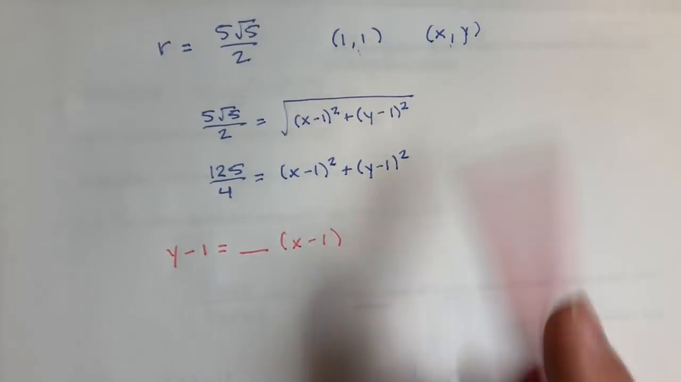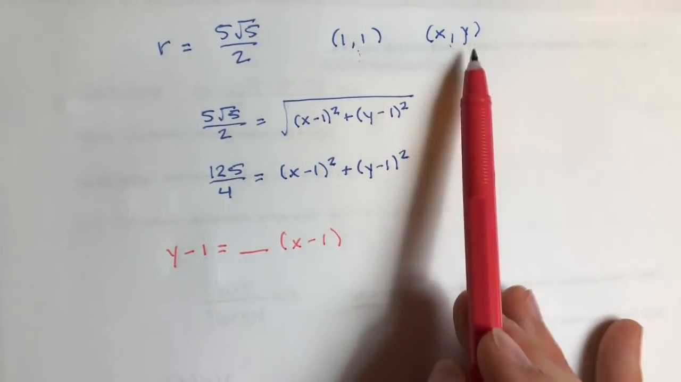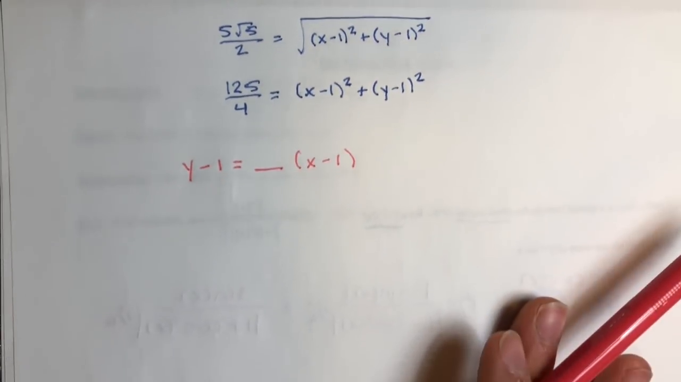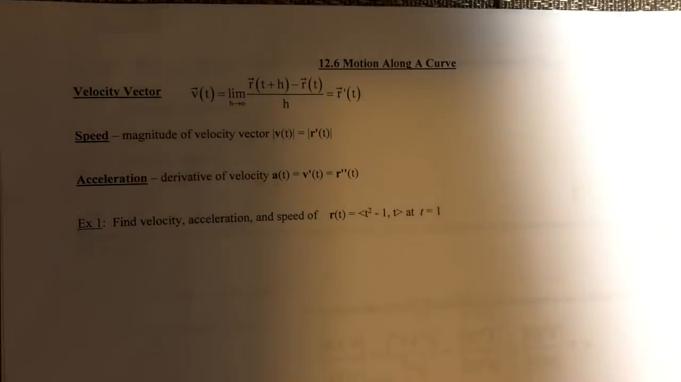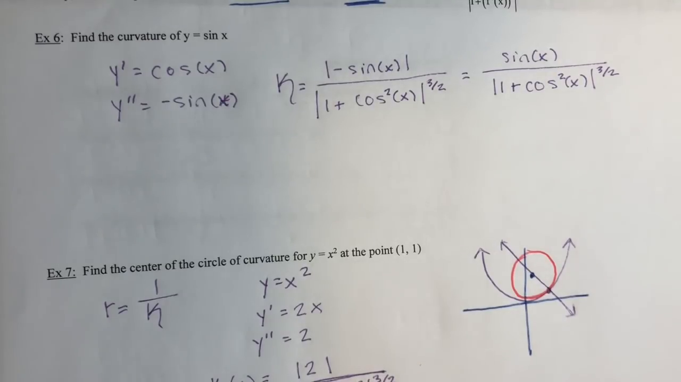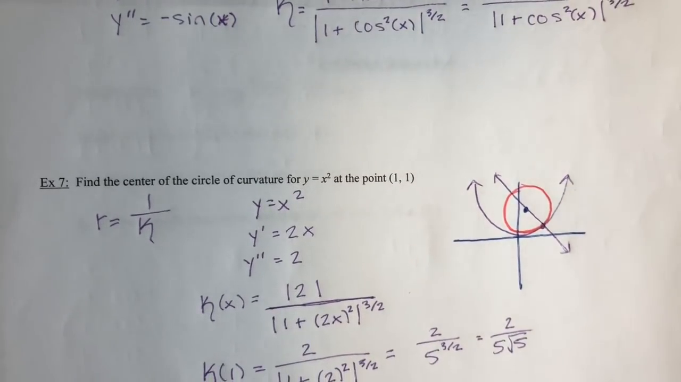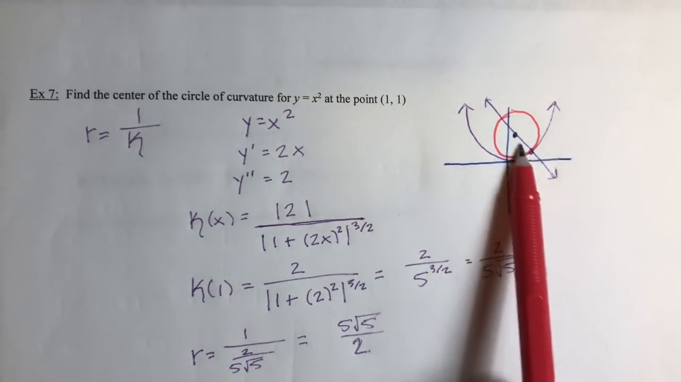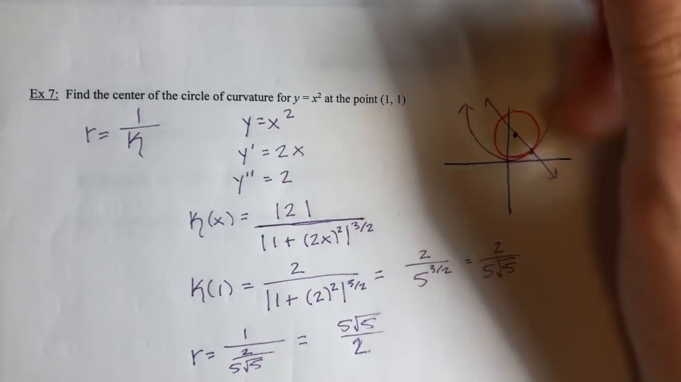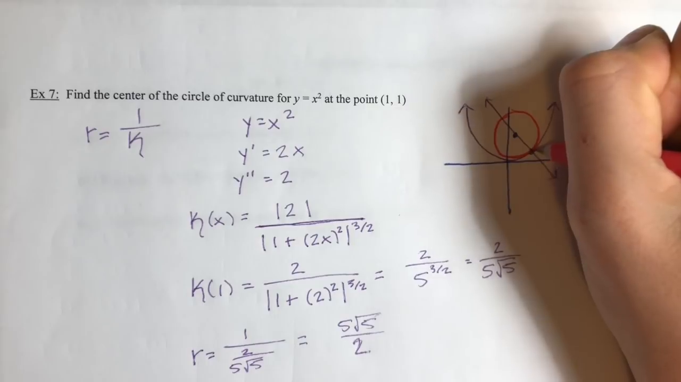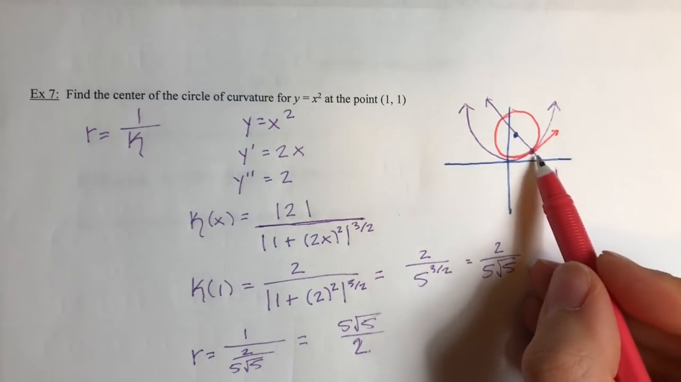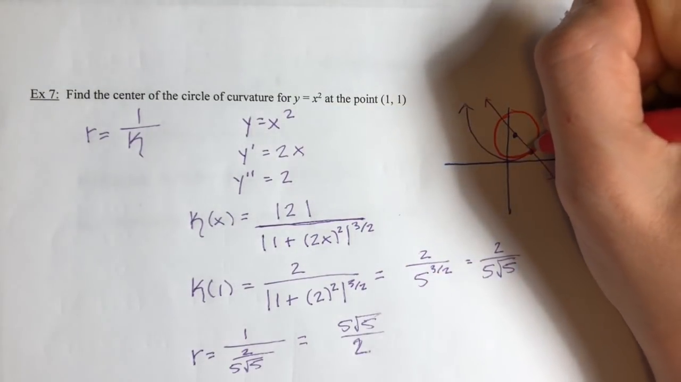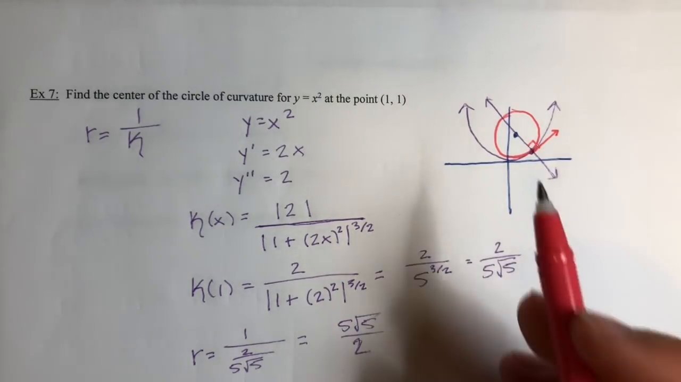Because (1, 1) will be on the line, but so will be the center (x, y). And so this (x, y) should be the same as this (x, y). All right, but I need my slope. Well, if we think about it intuitively, we can think about this line. If it's a secant line, it should be perpendicular to the tangent line of that curve at that point. So those should be perpendicular.